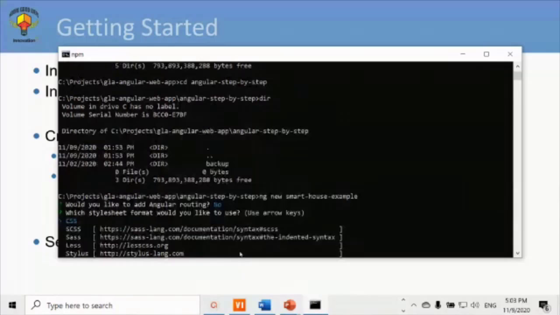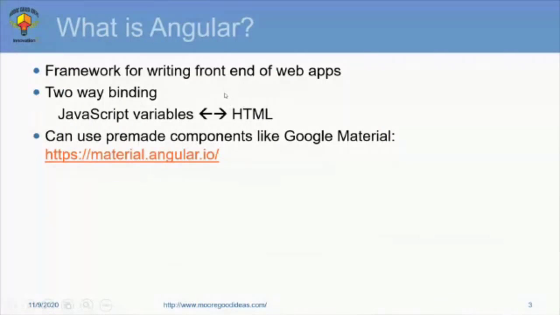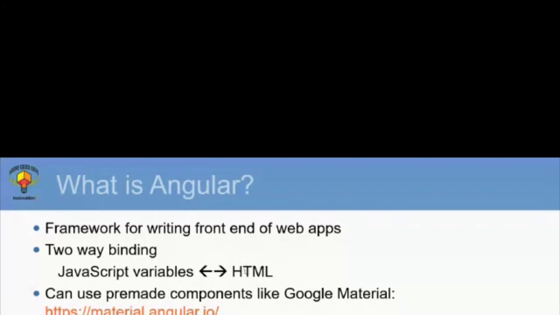Okay, so now I'll explain a bit more about what exactly Angular is. So Angular is a framework for writing front-end web apps. So just kind of the user interface of your web app. And what Angular does is the framework provides an easy way to have two-way binding between variables in your JavaScript code and the display of those variables in HTML. So if you didn't know, the web usually is based on HTML pages with JavaScript running behind them.